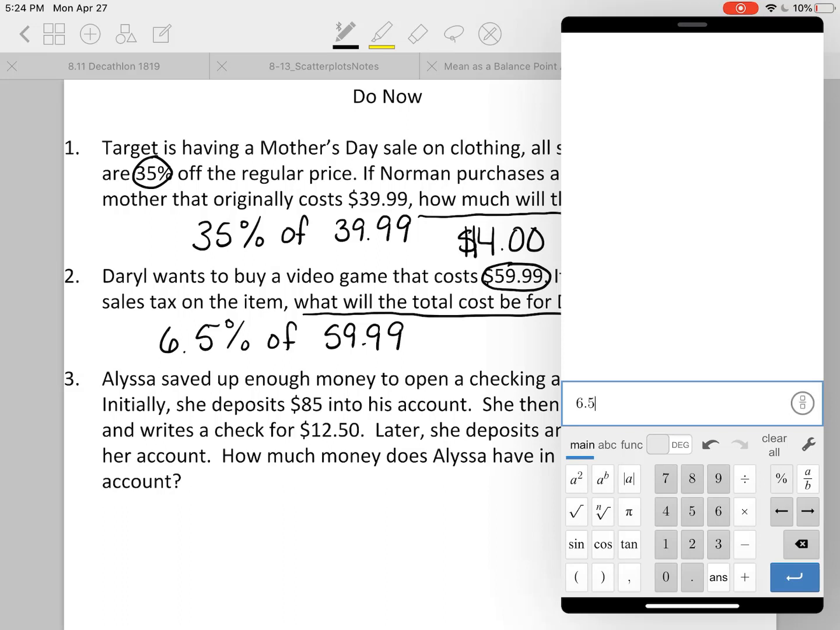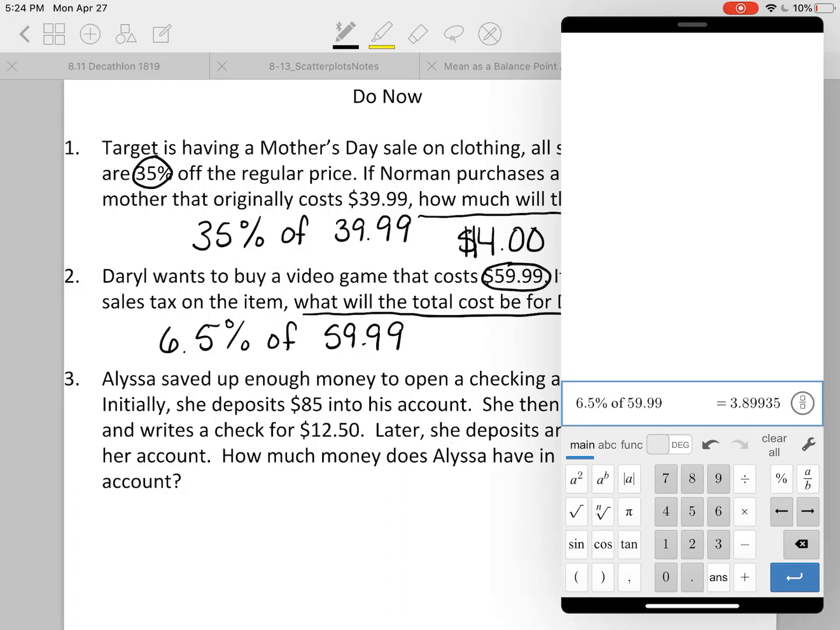So 6.5% of $59.99. Again, with these kinds of problems, I do like to hold this in the calculator until the end, but when we finish, we are going to round to 2 decimal places. So the tax is approximately $3.89. That would round up to $3.90.